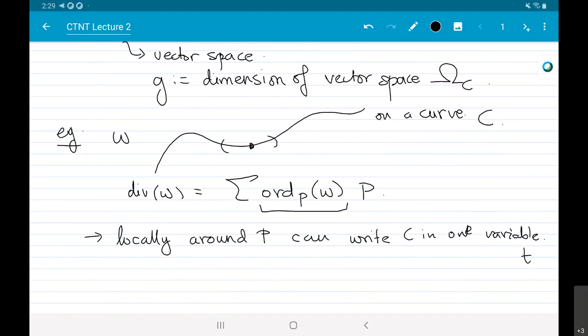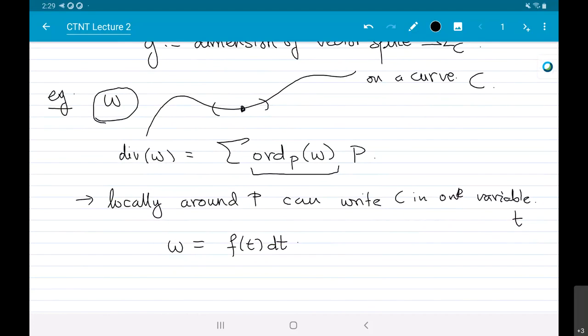That means that the differential, which is the linear combination of all of these functions times dg's, where dg is also a function, you can write omega as some f of t dt. And so the order of omega at that point is just defined as the order of this function at this point. So f of t has some zeros and poles. So the order at t equal to 0 of f of t.